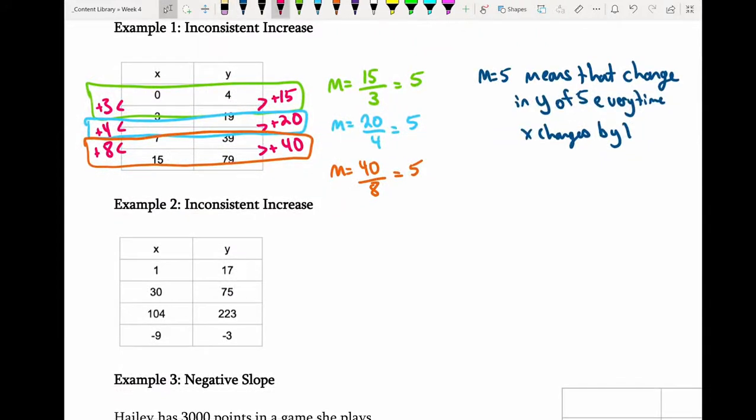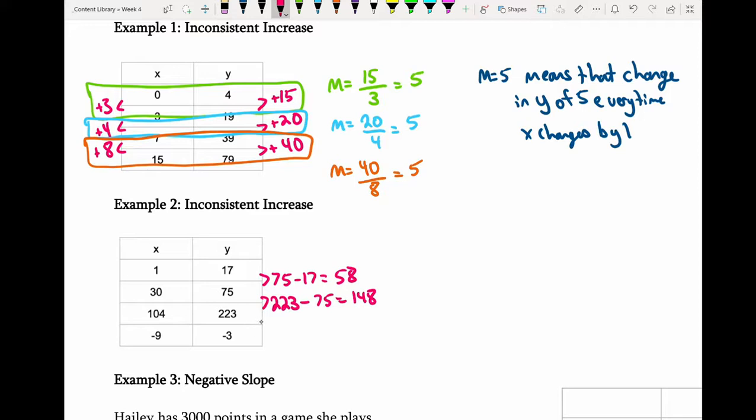So if we look at another example, same idea. What happens to be the change in y? Here we have some numbers where it might be harder to count. So what we can do is 75 minus 17 to see what that change is, and we should see 58. We do the next one. Again, harder to see the change, but I can do some calculations. So 223 minus 75, and I can see that the change is 148.